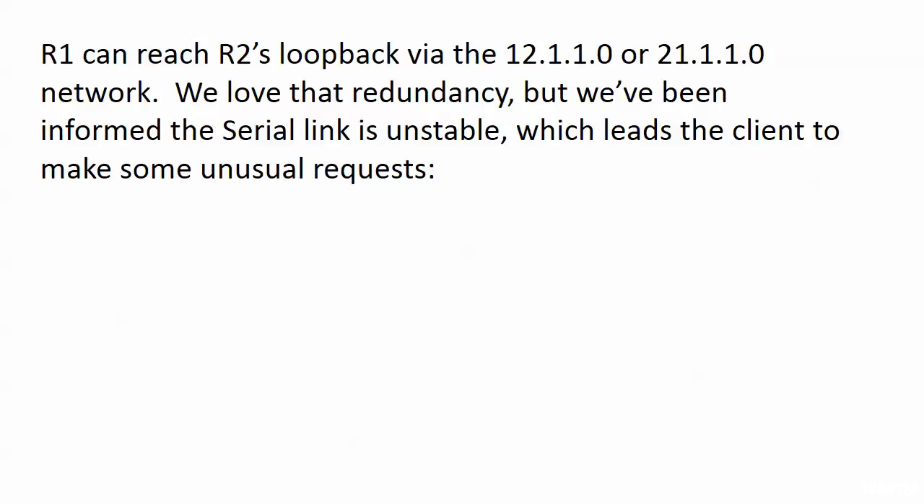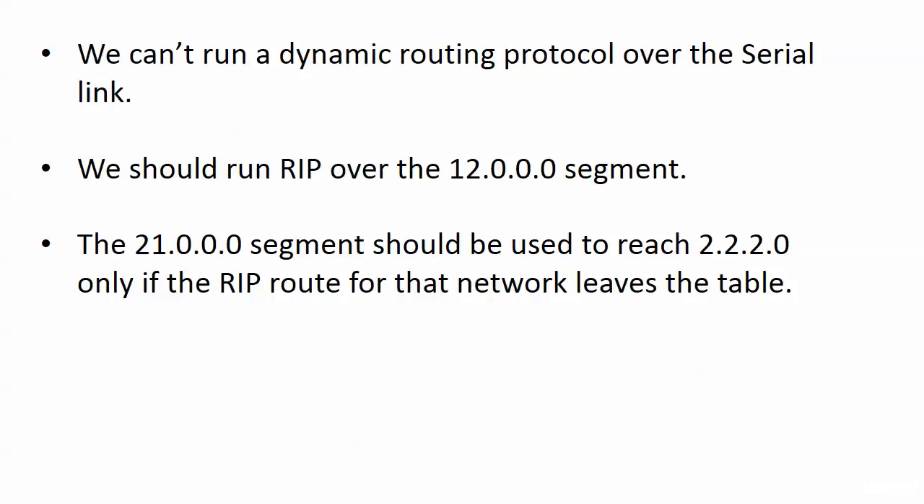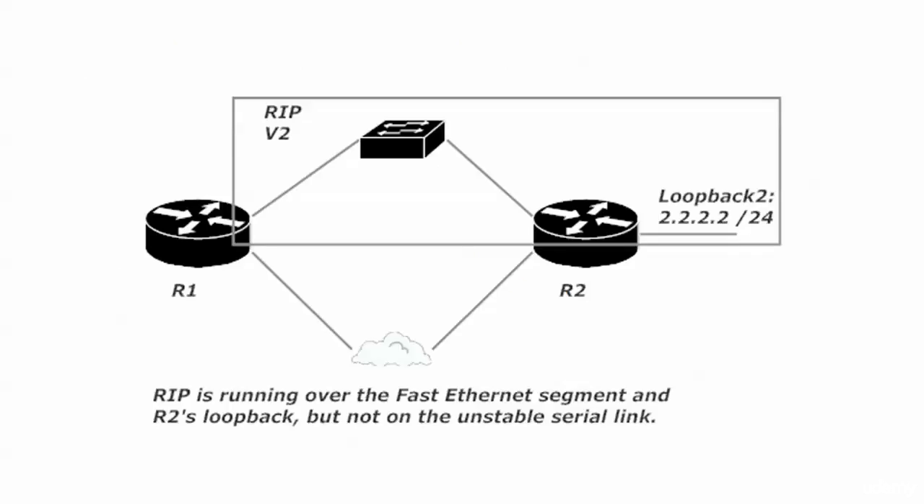And that leads the client to make some unusual requests. First off, in this lab, we're not allowed to run a dynamic routing protocol over the serial link. We are going to use RIP over the broadcast segment, the 12.0.0.0 segment. And the serial link network should be used to reach router 2's loopback only if the RIP route for that network actually leaves the table. So that RIP route has to be totally gone in order for us to be able to use that 21.0.0.0 segment. So this is what we're actually going to do here in a moment.